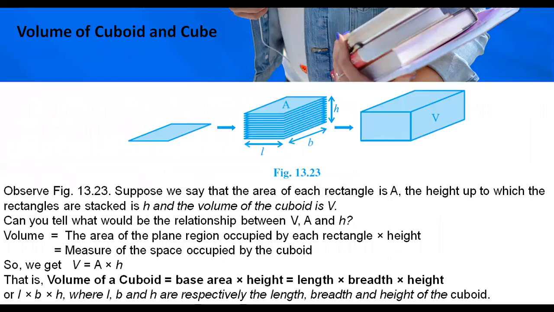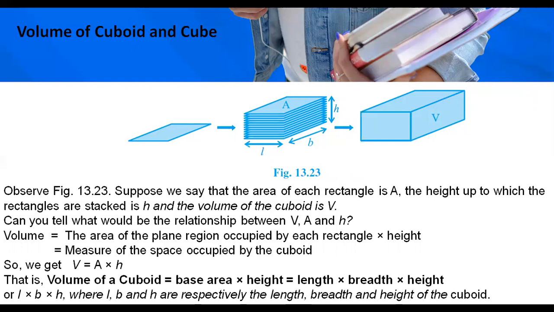Here, if you observe figure 13.23, suppose the area of each rectangle is A, the height be h, and the volume of the cuboid is V. Now, the relationship between V, A and H is: volume is equal to the area of the plane region occupied by each rectangle into its height. That is equal to the measure of the space occupied by the cuboid. So, we get V is equal to A into H. That is, volume of cuboid is equal to base area into height.